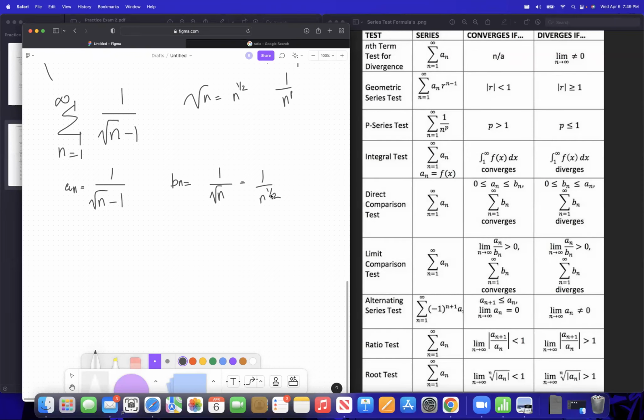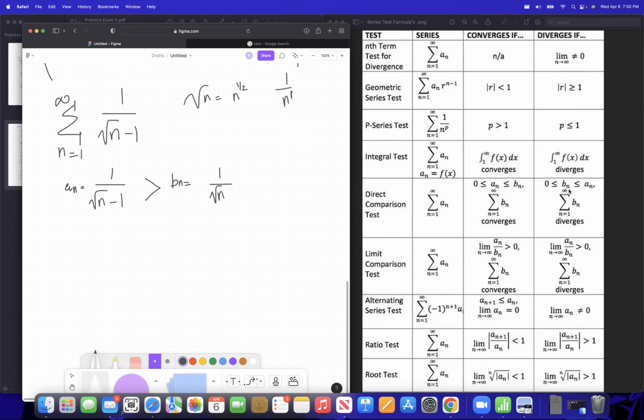But what the comparison test says, or the direct comparison test, is basically this: if your A of n is less than your B of n... so first let's figure out which category we're in. Is our B of n greater, or is our A of n greater? Well, I'm subtracting things from the bottom. So if I subtract from the bottom, then my fraction gets bigger, which means this is bigger, right? So I'm looking at the case where A of n is greater than B of n.